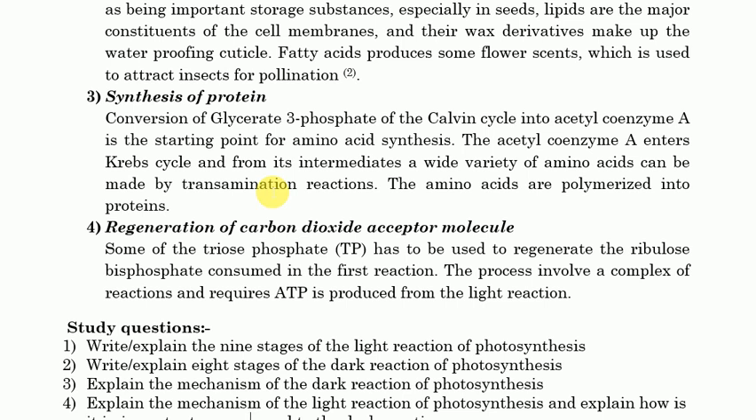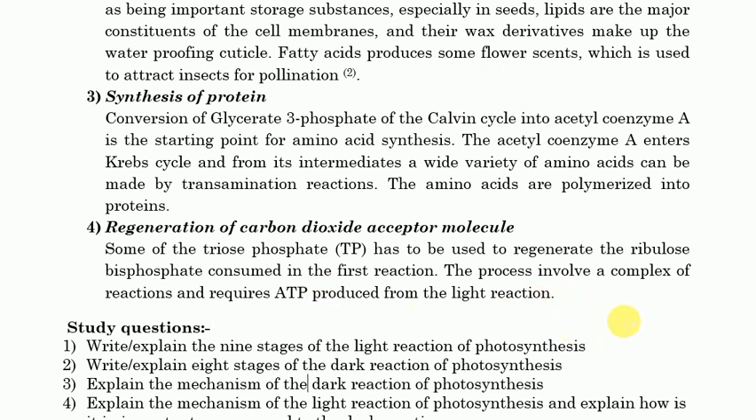As we studied in the last stage of the Calvin cycle, some of the triose phosphate is used to regenerate the ribulose bisphosphate consumed in the first reaction of the Calvin cycle. The process involves a complex of reactions and requires ATP produced from the light reaction.